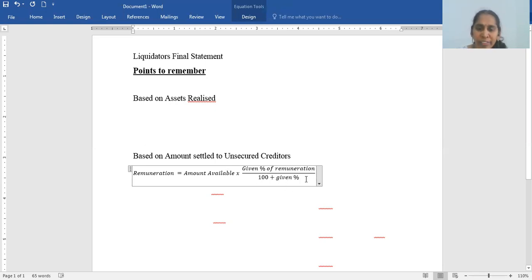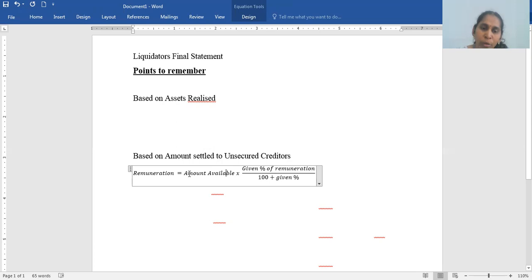Why are we taking 100 plus the given percentage? Because the amount may not be sufficient. For example, unsecured creditors are 40,000, but you have only 30,000 to distribute. That means there is insufficient money to settle unsecured creditors, and with that money you have to pay remuneration also. So you cannot calculate on the total percentage. Whatever amount is available includes the remuneration. That's why we take the amount available for unsecured creditors into the given percentage. That means if 2% is given, you have to take 2 divided by 102.